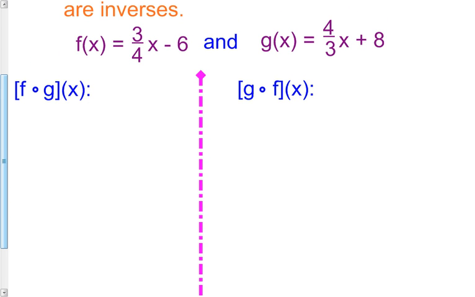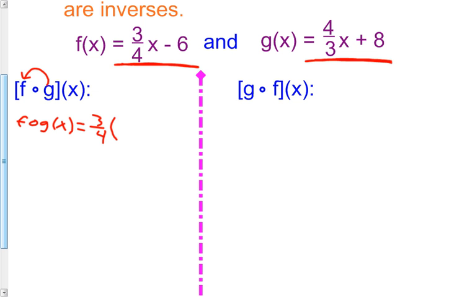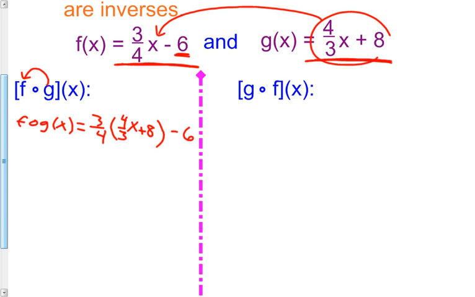So we have the function f of x equals 3/4 x minus 6. We also have the function g of x equals 4/3 x plus 8. The first thing we're going to do is f of g of x. So we're going to put g into the f function. So f of g of x equals 3/4 times 4/3 x plus 8, and then we still have this minus 6.